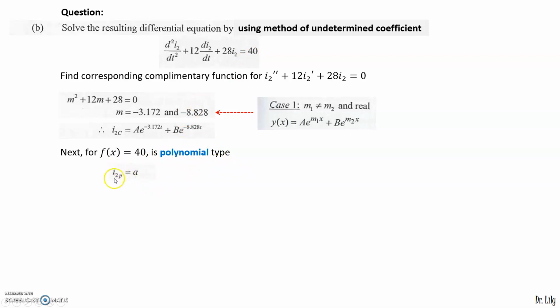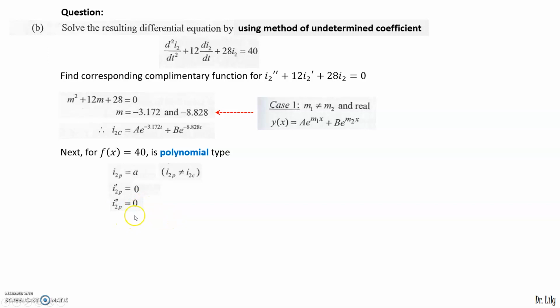So that's why your I2p is equal to a. Next, we need to compare your I2p with I2c. Here, your I2p doesn't have the same pattern as I2c. So this is the final I2p that we are going to use. I2p is equal to a. So what is the value for a? In order to find the value of a, we need to differentiate I2p 2 times. So I2p prime is equal to 0. I2p double prime is equal to 0.